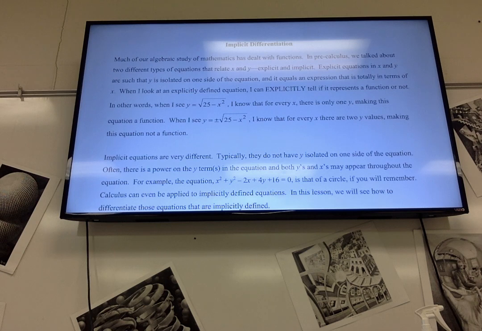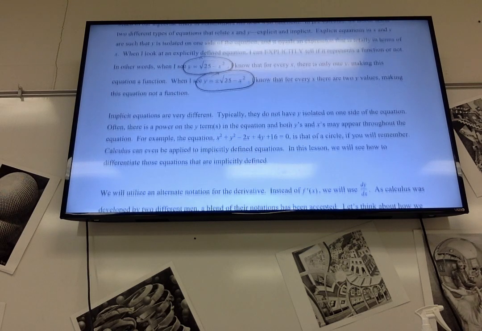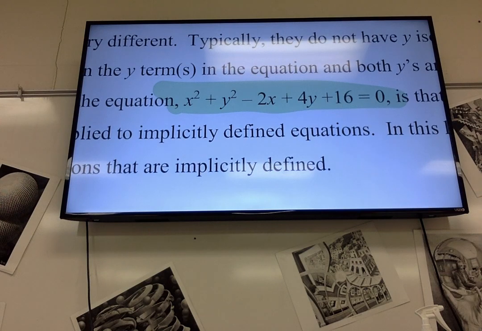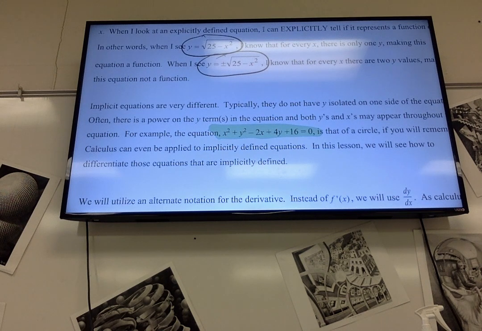Okay, implicit differentiation. First, let's talk about equations that are defined explicitly versus implicitly. Explicit is when it says y equals something, y equals blah, blah, blah. Implicit is like this, when you have x and y together and y is not all by itself. This would be a pain to get y by itself. You can, it actually ends up being those two up there, but it's a pain.